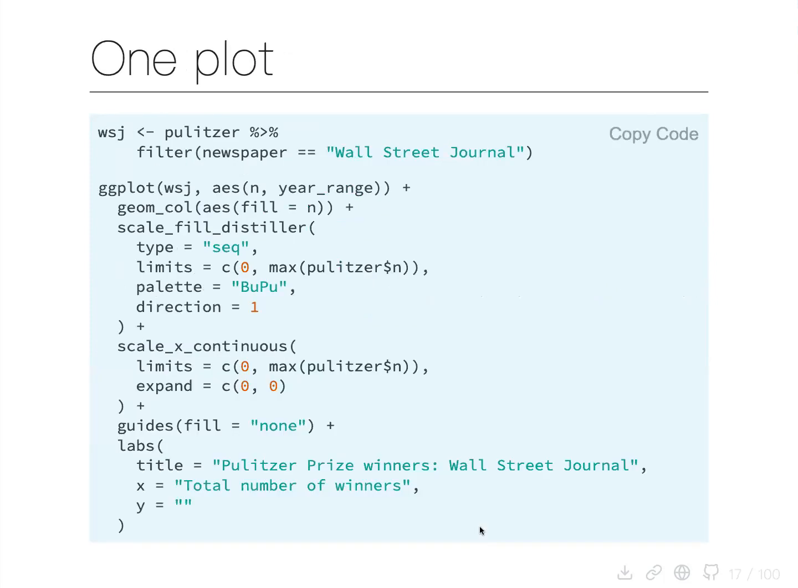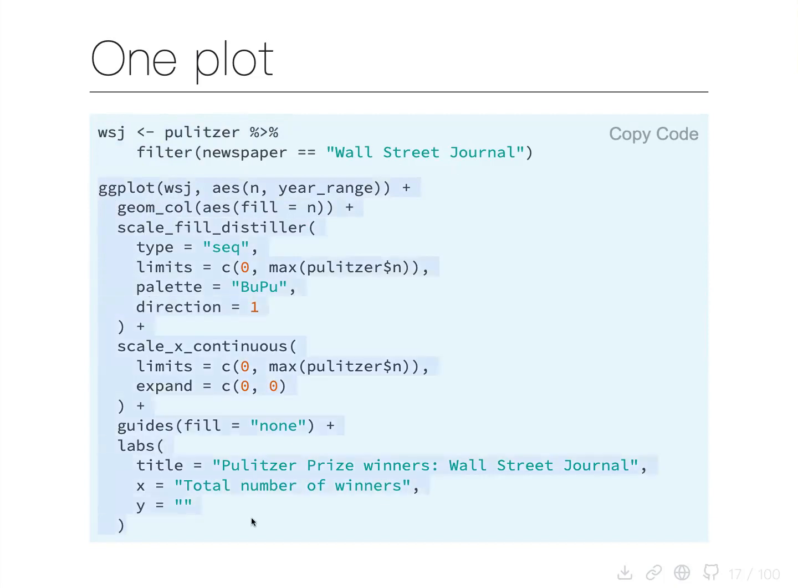All right. Let's say we want to create one plot, okay, for one newspaper is what I mean. Okay, here's how I would do that. First, I'm going to subset the data so that it's just one newspaper. I'm calling this WSJ for Wall Street Journal. Okay, I'm taking Pulitzer and I'm filtering where the newspaper is equal to Wall Street Journal. Then from there, I'm just creating my ggplot.